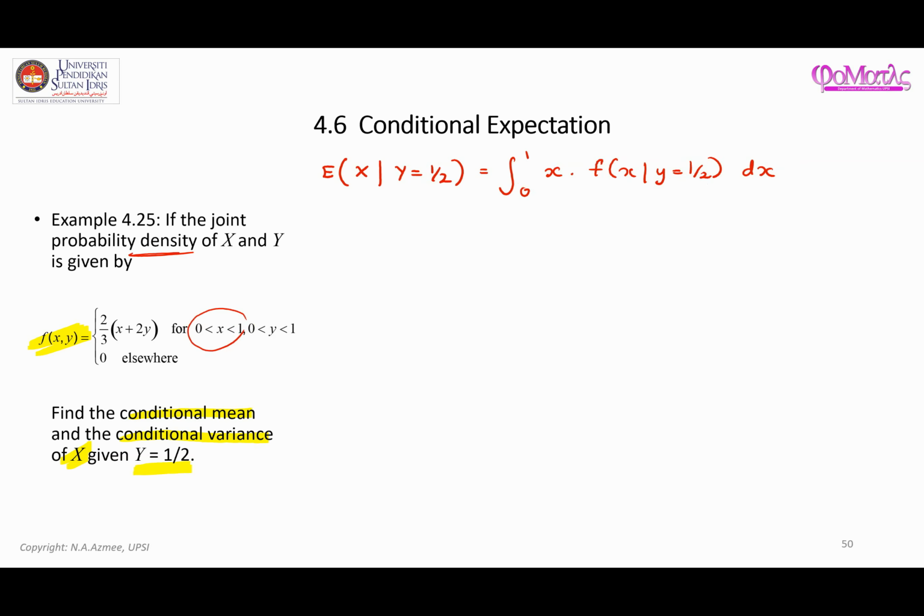Before we can do anything, we need to find what is this guy. What is this conditional distribution? What does the conditional distribution look like? And maybe I should use a different page. So what we have to do is, we know f of x given y is equal to half is going to look like this.